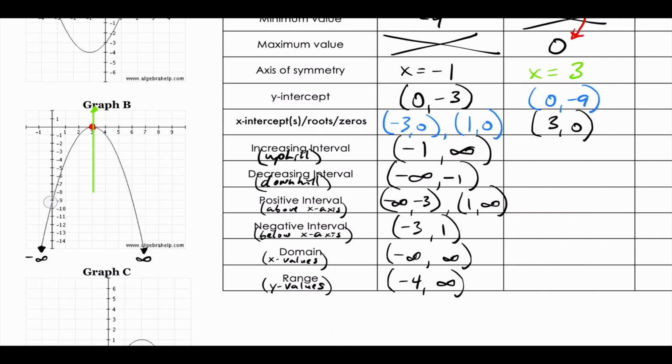Okay, so now increasing and decreasing. So start at the left arrow. Am I increasing or decreasing? Increasing. When do I stop? At 3, right? And then it picks up after 3, and I decrease the rest of the way, right? So where is the interval I went uphill? From -infinity to 3. And then I went downhill from 3 to +infinity.